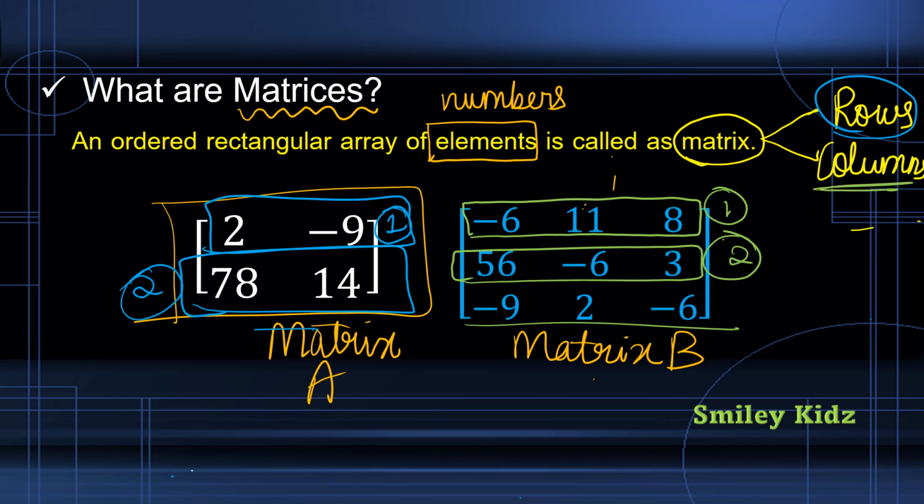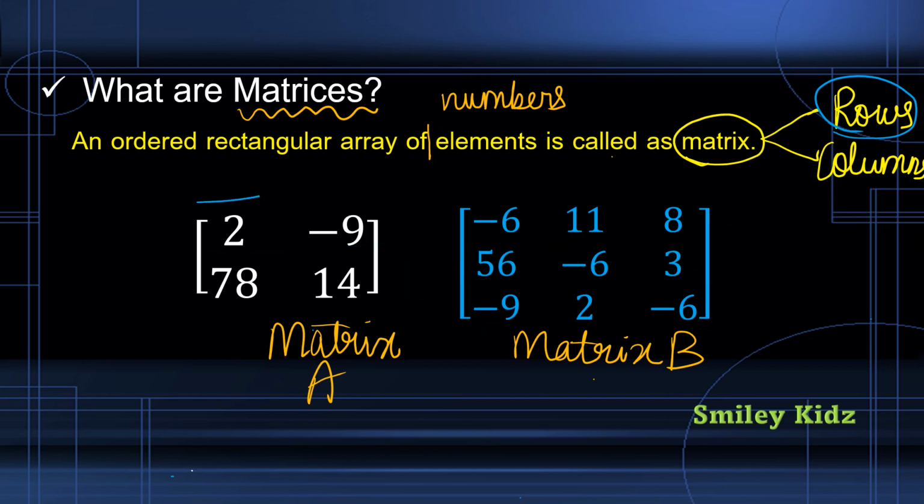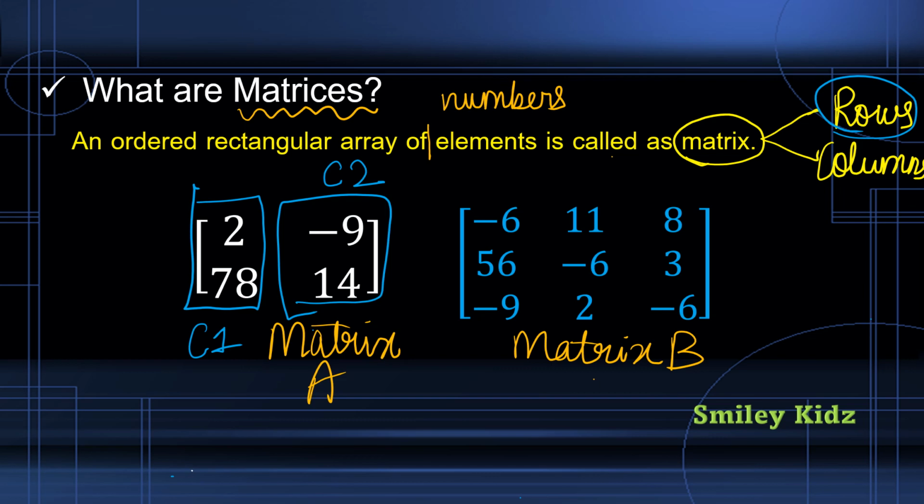Now when I talk about a column, the columns are verticals. Now here in matrix A, 2 and 78 form column 1. Minus 9 and 14 form column 2. Now when I talk about matrix B, here minus 6, 56 and minus 9 form column 1, and so on. So if you're going to define what a matrix is, it is an arrangement of elements, that is numbers, in a rectangular array comprising rows and columns. As simple as that.